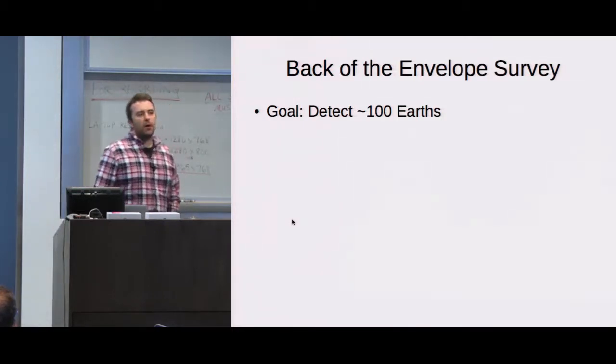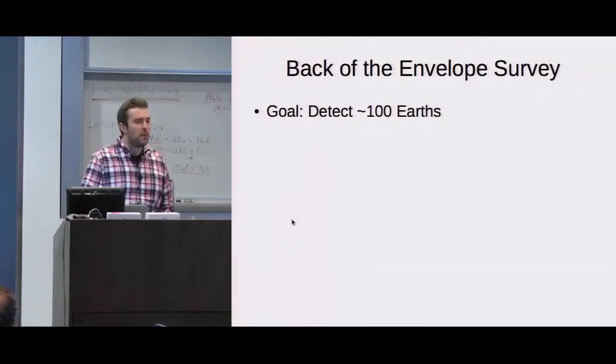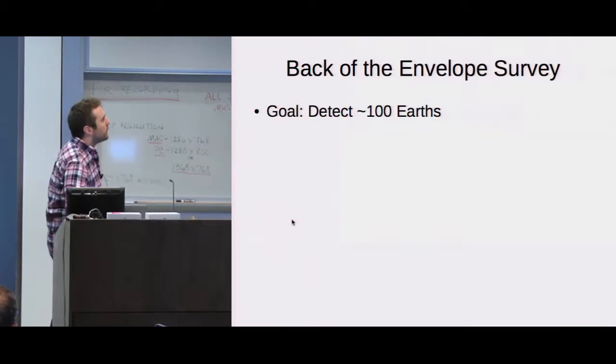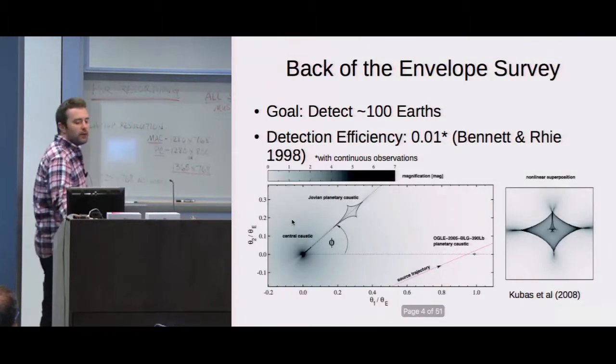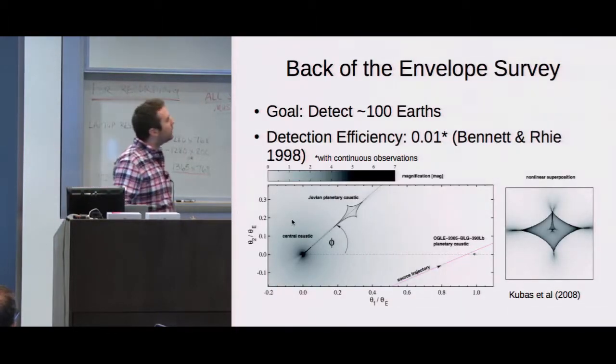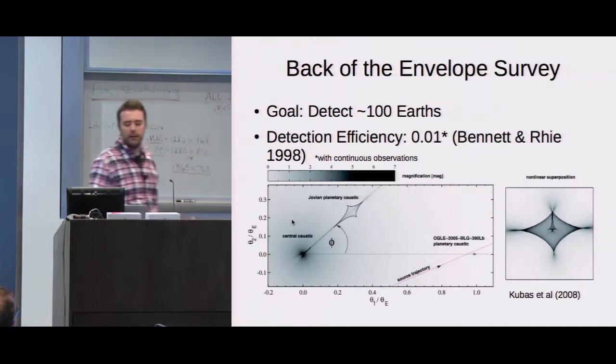So if we set ourselves the goal of finding 100 Earth mass planets, which is a good number for doing statistics, then what survey do you need to achieve that? The first thing to think about is the detection efficiency of microlensing.